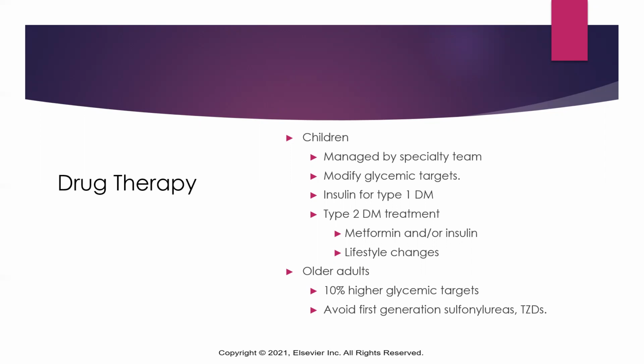We can modify those glycemic targets. We are still doing insulin if they're type 1. Type 2, we're still doing metformin, and we might have to add in that insulin, but we're still recommending those lifestyle changes. So our geriatric patients, we're going to give them a little bit more leeway so that glycemic control we can actually increase by 10% for our goal. And this one we want to avoid first generation sulfonylureas and our TZDs there.